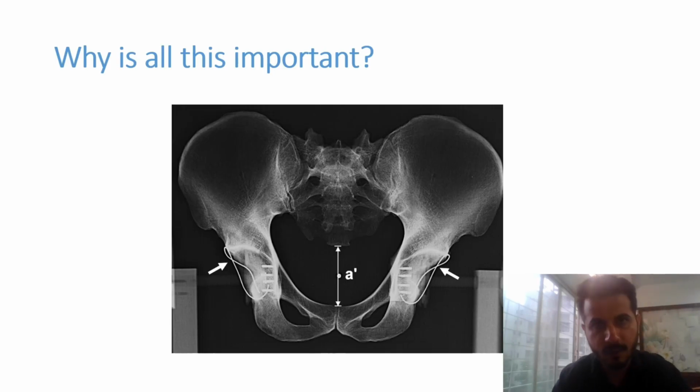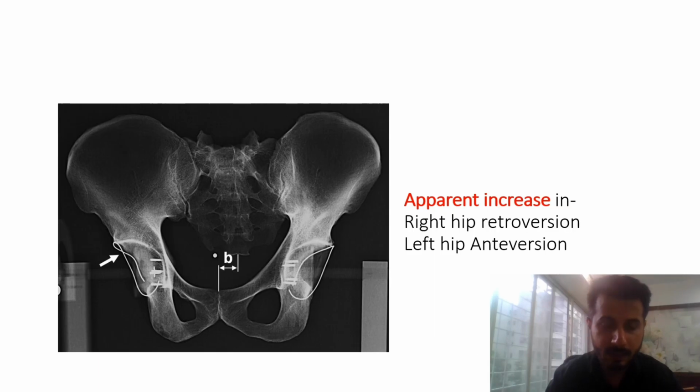Now you will ask me, why is all this important? All this is important because as you can see in this X-ray, the distance between the symphysis pubis upper border and the sacrococcygeal joint is increased. So this is leading to anterior tilt, which is leading to apparent increase in the retroversion of the right hip, as you can see, and the left hip as well. Now this is an X-ray with the pelvis rotated towards the right because the tip of the coccyx here is not pointing towards the symphysis pubis upper border. That's why this X-ray is rotated towards the right, and this rotation of the pelvis is leading to an apparent increase in the retroversion of the right hip and an apparent increase in the anteversion of the left hip. Now why I call it retroversion and anteversion, we'll see in a while.